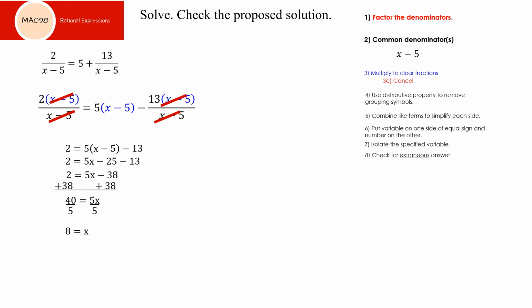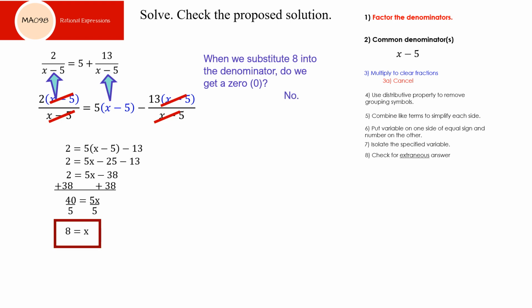Now we check to make sure that our answer doesn't make the denominator 0. That means I have to put 8 into all the x's in the bottom. Well, in this case, we just have x minus 5. Well, 8 minus 5 is actually 3, and it doesn't make it 0. So guess what? 8 is our answer. Let's look at another one.